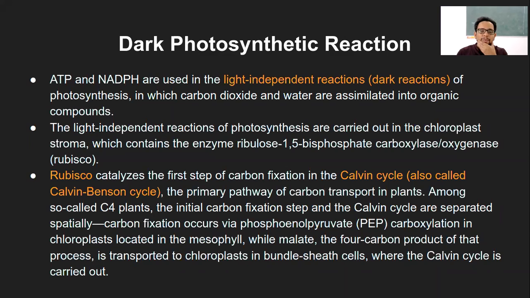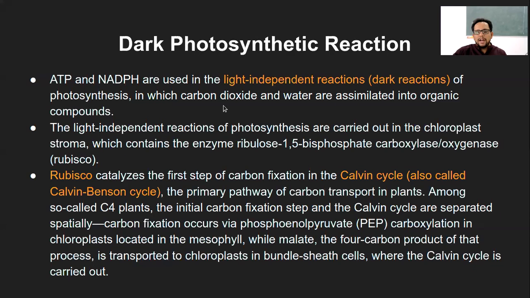How will it be formed? With the help of, obviously, ATP and NADPH. So they are being used in the light independent reaction. This reaction, which is the dark reaction, is not dependent on light. That is why it is light independent, and it is obviously called the dark reaction of photosynthesis.